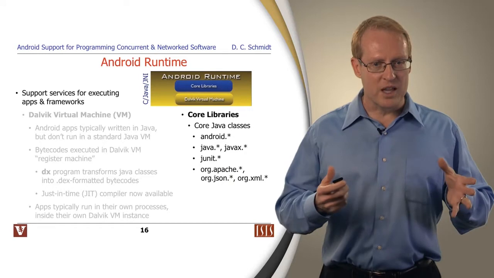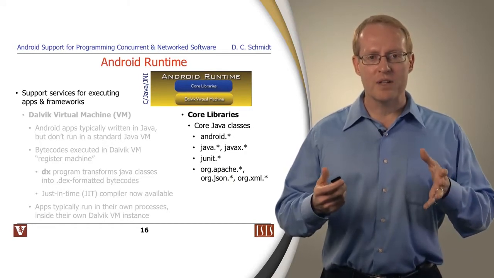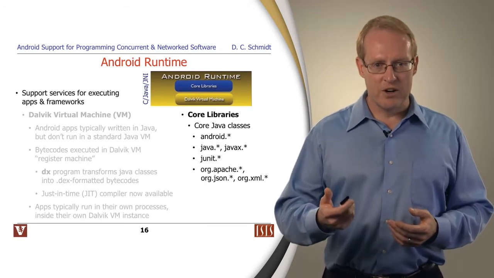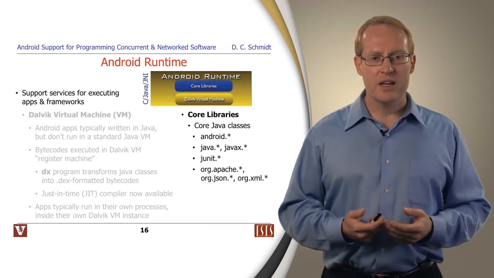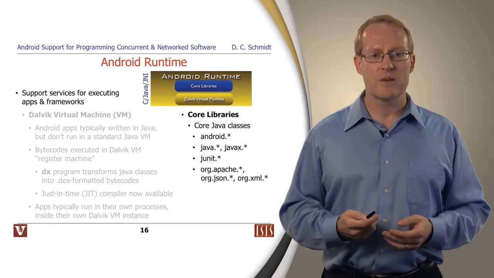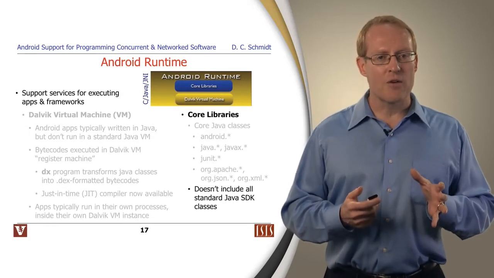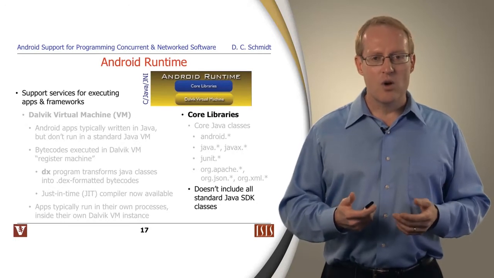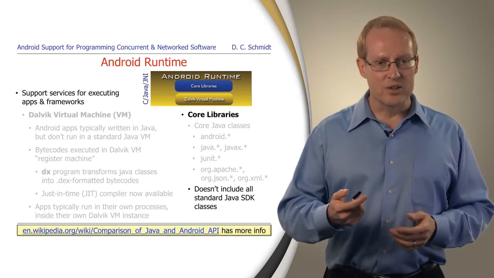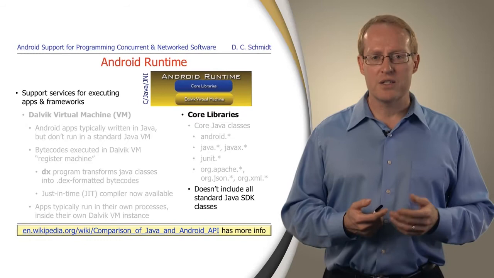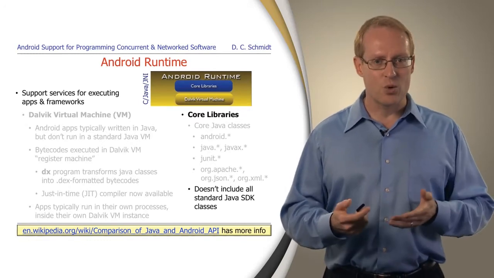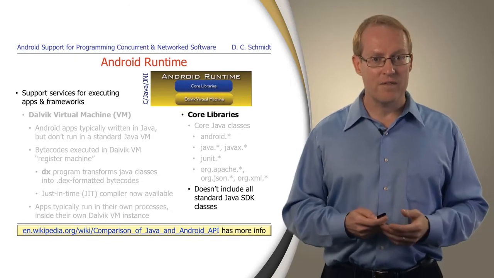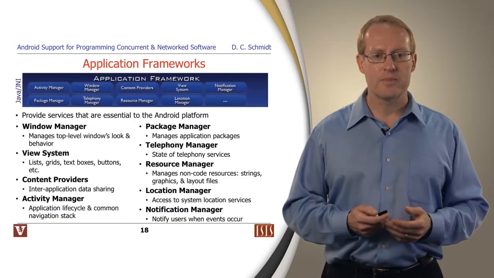Also important at this layer are a set of core Java libraries. Most importantly for our purposes, these include various Java networking libraries and various Java concurrency libraries. Not all parts of what you'd expect to find in a standard Java release are part of Android. And if you take a look at this URL, it explains some of the differences between what's in Android and what would come in a typical Java release that you would run outside the Android platform.